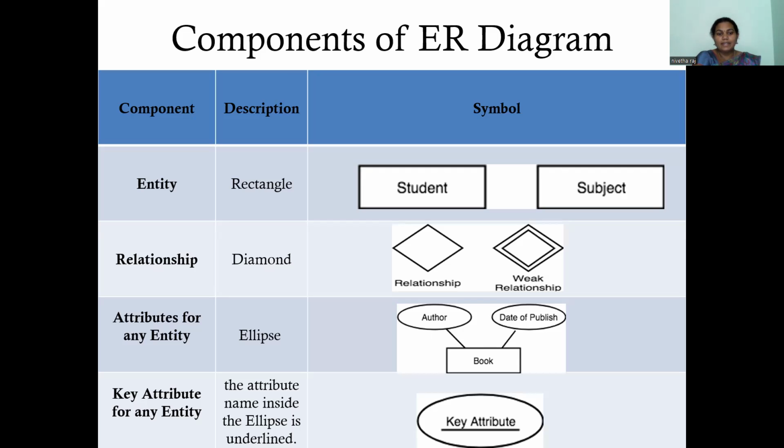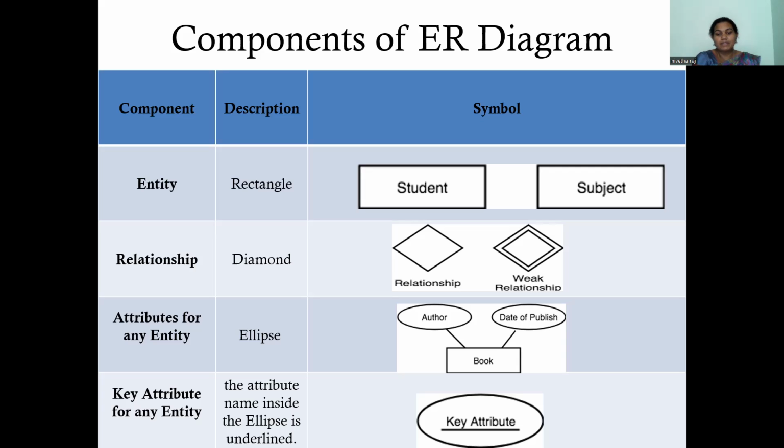We are using the entity, that means a rectangle box. For example, student or subject, that is the entity. We must use these symbols when you are creating an ER diagram. If you are using a rectangle symbol, that is mentioned by entity, and then a relationship always uses the diamond symbol. That means relationship means diamond symbol. If you are using a weak relationship, it means a double diamond symbol. Okay, and then attributes for an entity use the ellipse symbol.